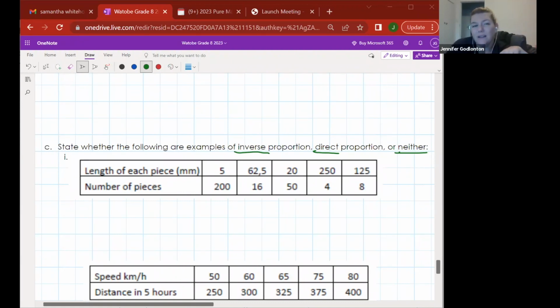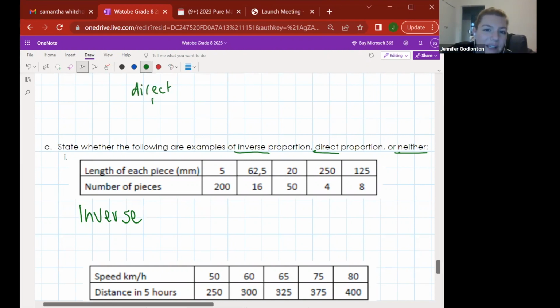Teto, can you help me out? How do I know that this is inverse? It absolutely is inverse. Oh no, we can't hear you. The easiest thing to check with inverse is, remember, the two keys: if it's direct, we are going to have a constant ratio. And if it is inverse, we are going to have a constant product.